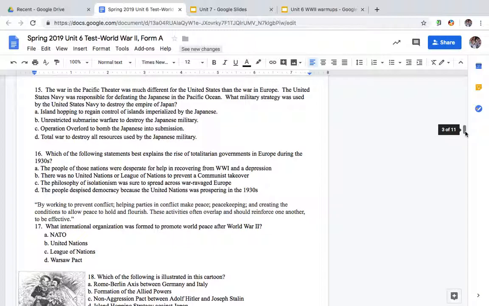Number 17. By working to prevent conflict, helping parties in conflict make peace, peacekeeping, and creating the conditions to allow peace to hold and flourish, these activities often overlap and should reinforce one another to be effective. What international organization was formed to promote world peace after World War I? A. NATO, B. United Nations, C. League of Nations, or D. the Warsaw Pact?